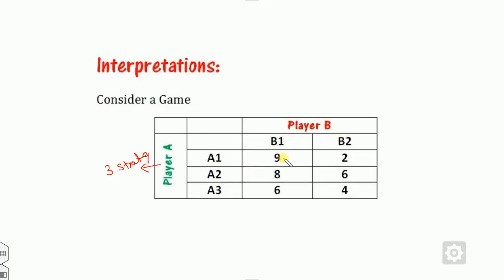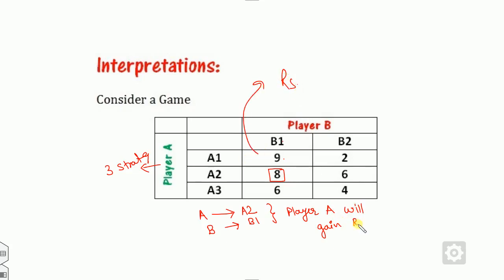So what is the meaning of 9? What is the meaning of this 8? First of all, it means that when player A chooses strategy A2 during the game, and player B plays with strategy B1, then player A will gain, say, in terms of rupees, rupees 8. While if player A opts for strategy A2 and player B opts for strategy B2, then player A gains rupees 6.